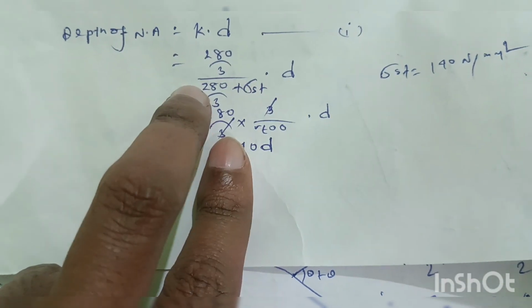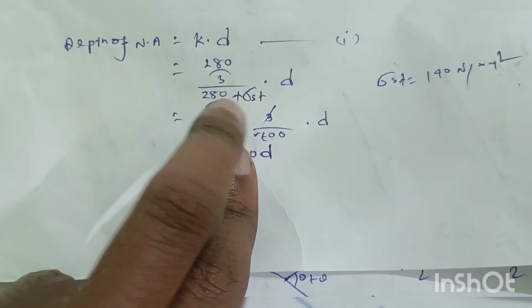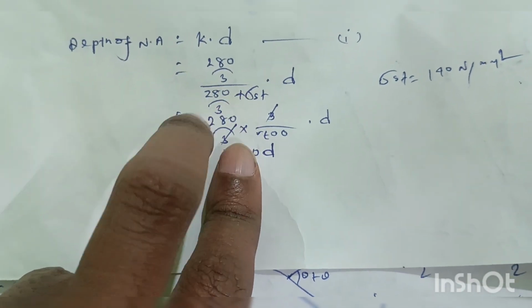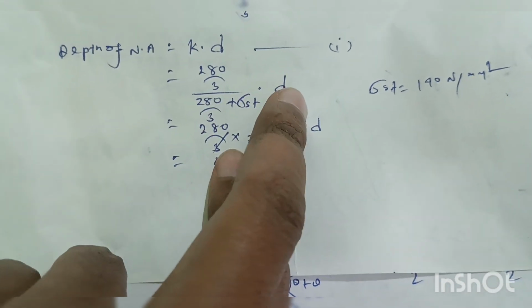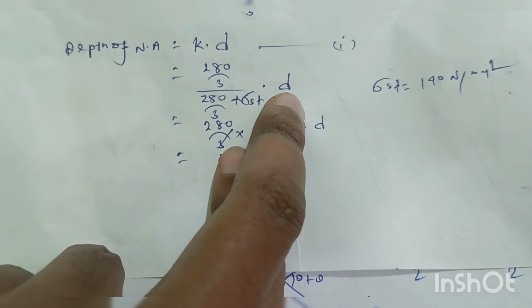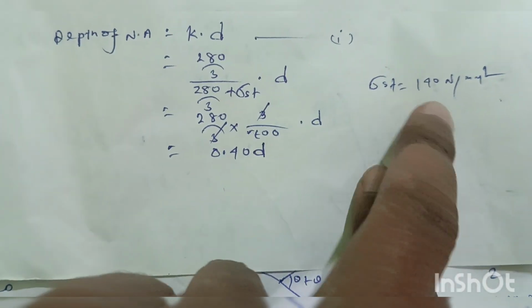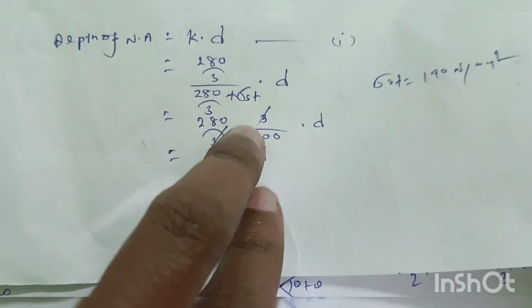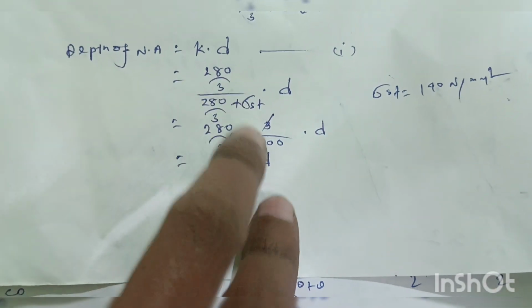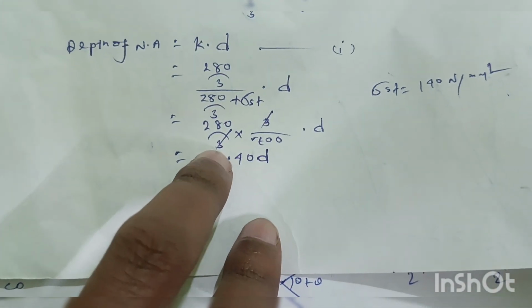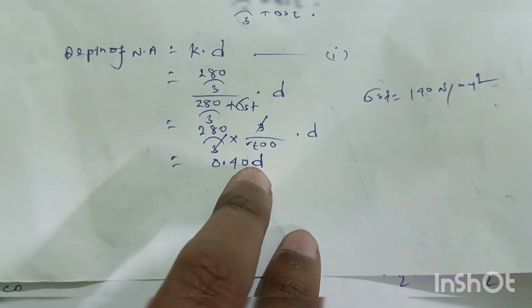And we also know that the value of k equal to 280 by 3 divided by 280 by 3 plus sigma ST, into the effective depth d. And as per question, the value of sigma ST equal to 140 Newton per millimeter square. So if we put the value of sigma ST into this equation, we will get the depth of neutral axis equal to 0.40 into d.